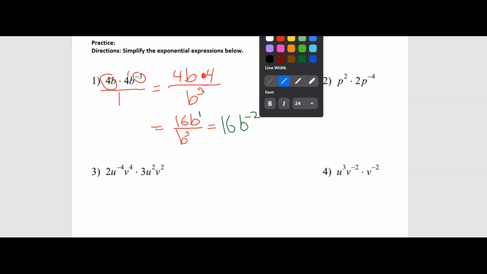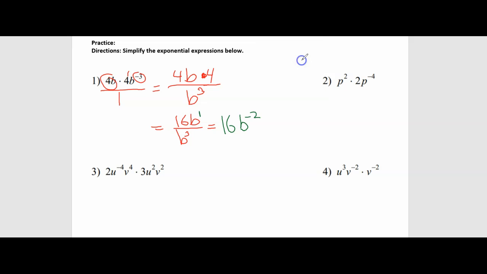Now I have another negative exponent to deal with. So let's put this over 1. The 16 stays in the numerator because that has a positive exponent. The b, though, has to jump down to the denominator because it has a negative exponent. So jump down to the denominator, make the exponent positive. You'll notice we got the same thing, but we added in some extra steps.